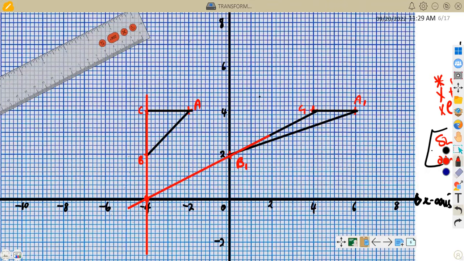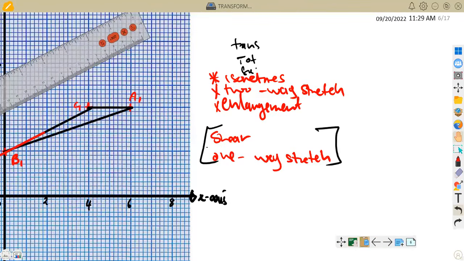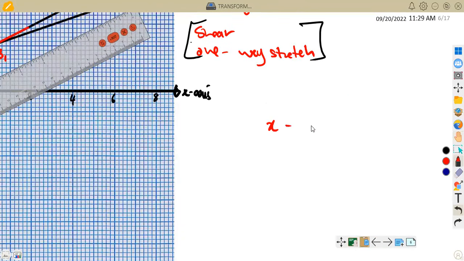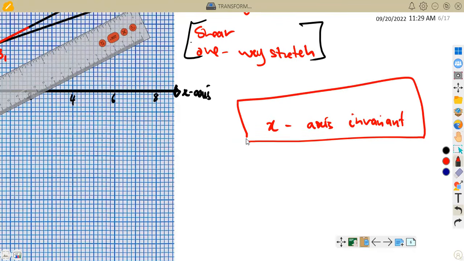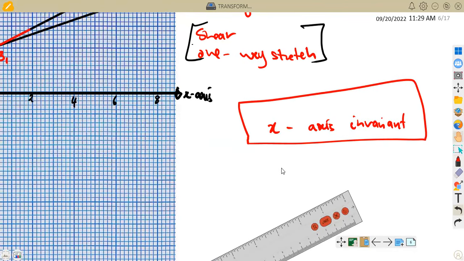So it means our invariant line is the x-axis. Where these two meet, they meet in the x-axis. So we are now guaranteed to say our x-axis is the invariant line. All right. From the invariant line, that is where we are going to tell whether this transformation is a shear, an enlargement, or a one-way stretch.